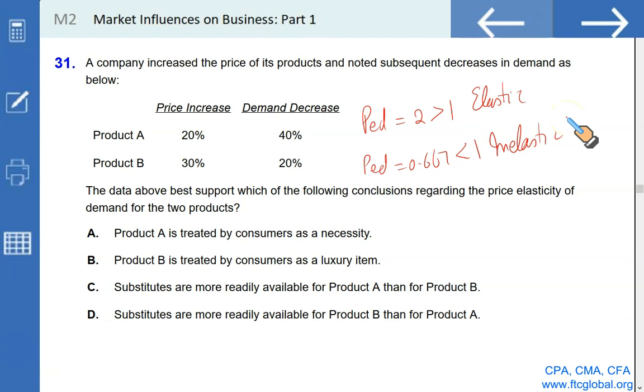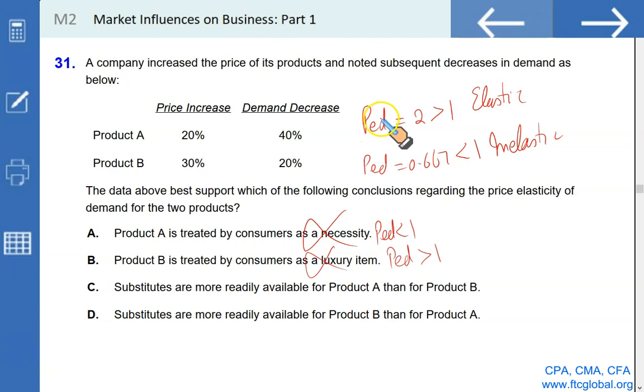Now let's see what is the right option. The data above best support which of the following conclusions regarding the price elasticity of demand for the two products? A. Product A is treated by consumers as a necessity. Had it been a necessity, the PED would have been less than 1. Wrong. B. Product B is treated by consumers as a luxury item. Had it been a luxury, the PED for item B would have been greater than 1, which is incorrect. It is less than 1. Incorrect. What about C? Substitutes are more readily available for product A than product B.